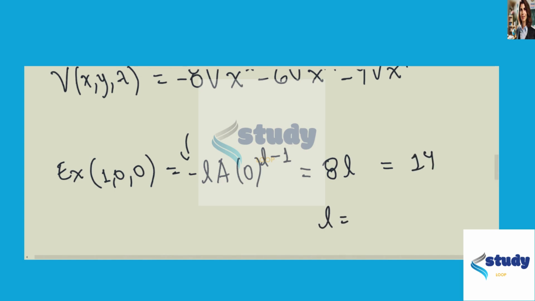So if we solve for L, we obtain 14 over 8. We can simplify this and we will have 7 over 4. So this is the value for L.